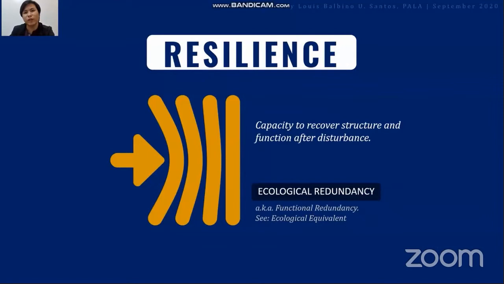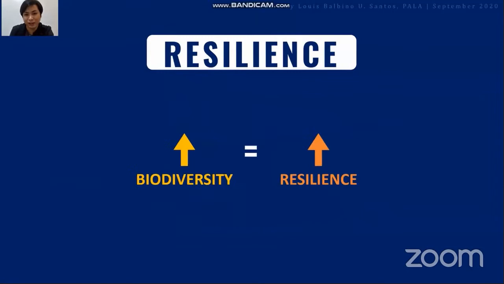And ecosystems with lots of diversity are said to be more resilient because more species means more ecological niches being filled. A lot of them have overlapping niches. And what happens is, if one is taken away, the remaining species can take over the function of that extinct species. Hence, resilience is a function of biodiversity. And having high biodiversity means having lots of ecological redundancy. Like I mentioned, high biodiversity equals high resilience.